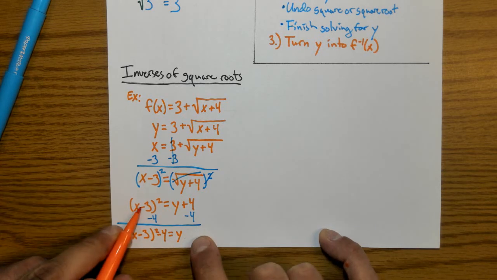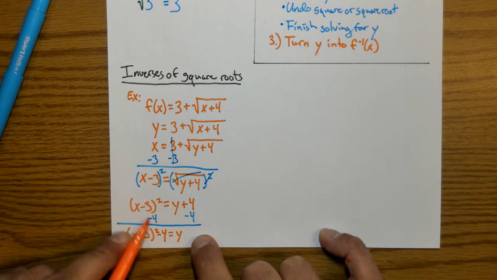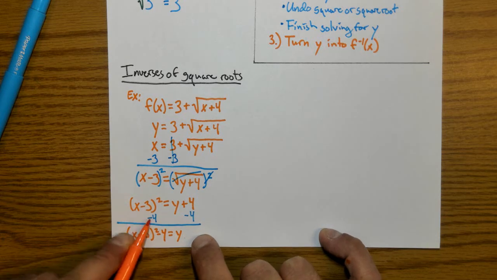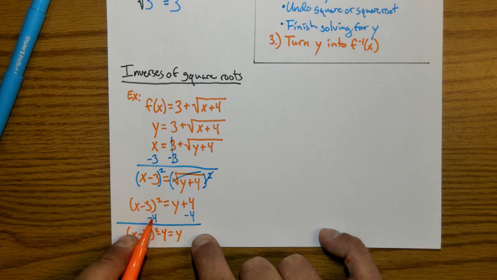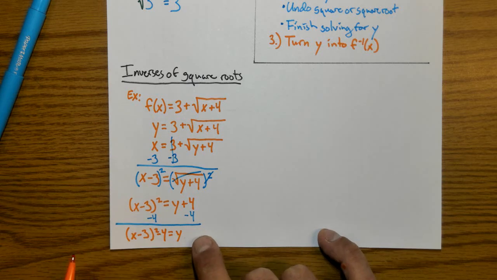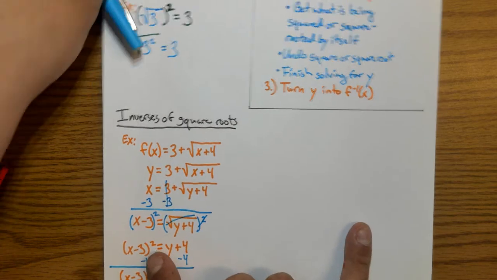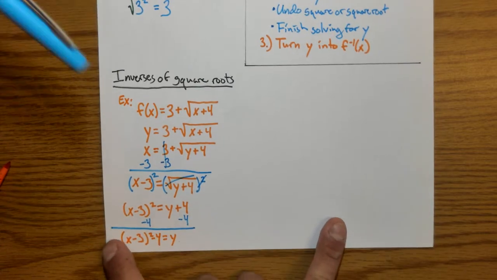Now, you may be thinking, why can't we combine this negative 3 and negative 4? Well, they're two different kinds of numbers because this negative 3 is being squared, and this 4 is not. So we can't combine them just yet, unless we multiply it out, but we're not going to worry about that.